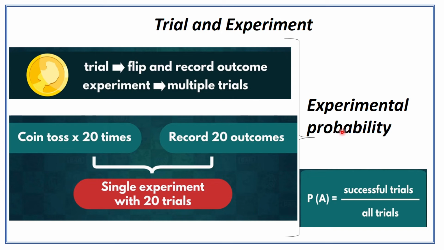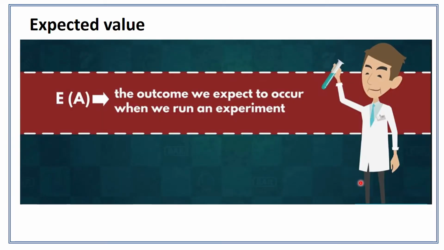The formula for this will be P of A, that is the probability of event A occurring, equal to successful trials upon all trials. So I hope experimental probability is clear to you. Now we will go a bit deeper into expected value. The outcome we expect to occur when we run an experiment is known as the expected value, and we denote it by E of A.